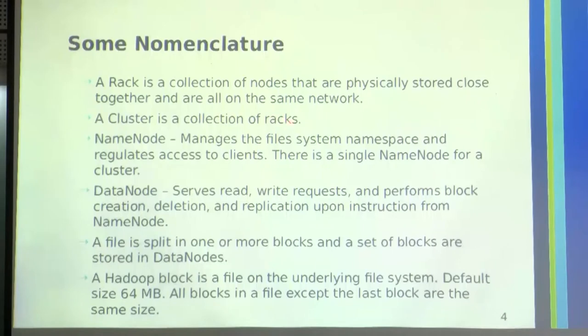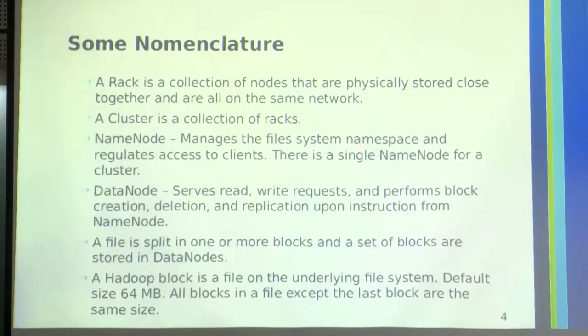A cluster is a collection of racks. So we might define a rack as the set of nodes we have in Melbourne. There's another rack for the set of nodes in Tasmania somewhere, and then over in Perth there's another rack. So we have three racks in our system, and they're very geographically dispersed, right? So Hadoop will assume that between racks the cost of communication is quite high. So a cluster is a collection of racks.